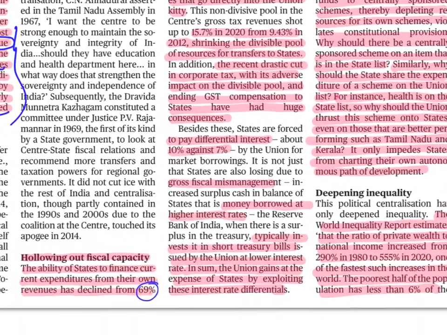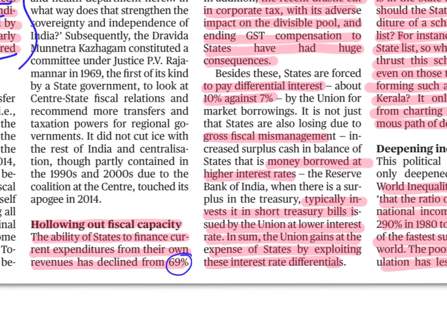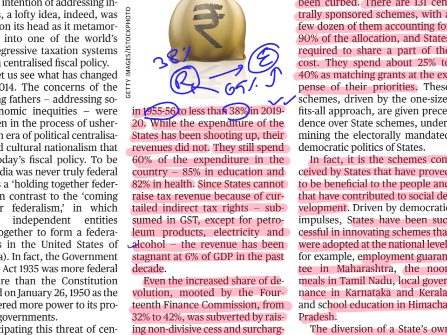So first thing, look at this. He has given some statistics. Earlier, the ability of states to finance their current expenditures from their own revenues has declined from 69% in 1955-56 to less than 38% in 2019-20. What does that mean? Earlier, 69% of their expenditures used to be funded from their own revenues. Now only 38% of the expenditure is being funded by their revenues.